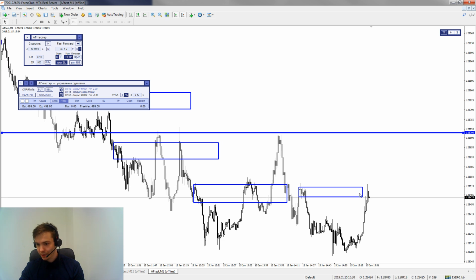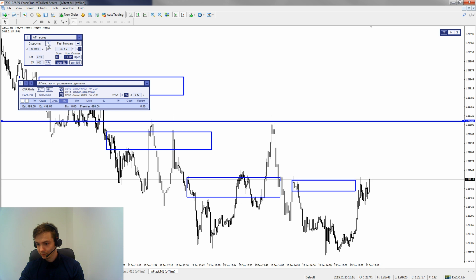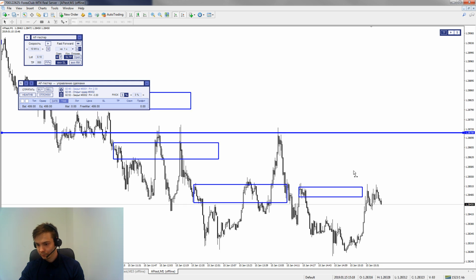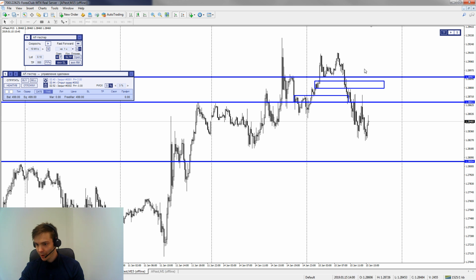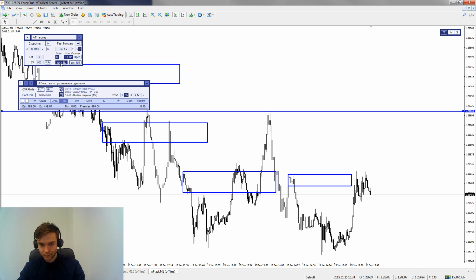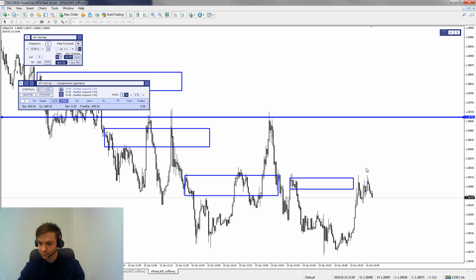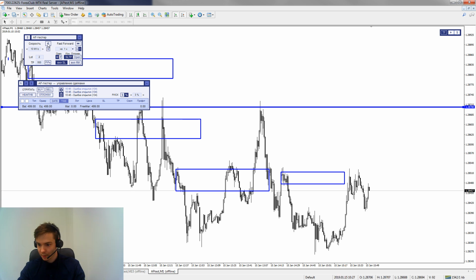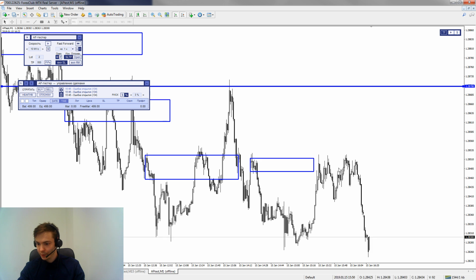Waiting for the reaction here. We'll just check. Okay, we have some nice swings. Let's try, for example, to open a trade here with two lots. Okay, and now you can see that the market reacted exactly as we expected from this level and is going down.